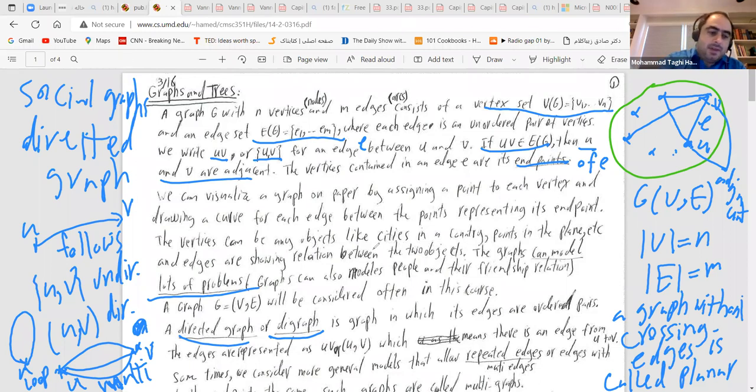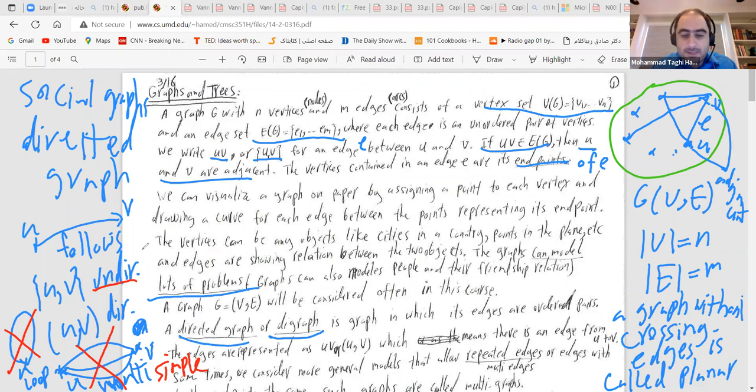A graph that does not have multi-edges and does not have loops is called a simple graph. So a simple graph is a graph that does not have loops and is not a multigraph. And we mainly talk about undirected graphs here. Sometimes we talk about directed graphs as well, but the current default is undirected. So an undirected graph that does not have loops and multi-edges is called a simple graph.